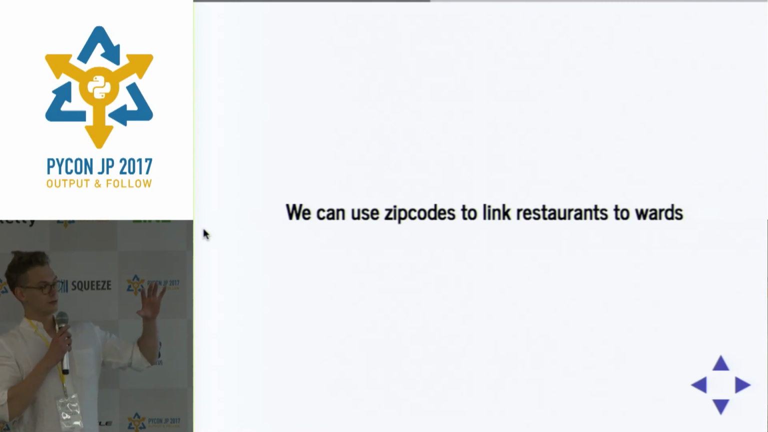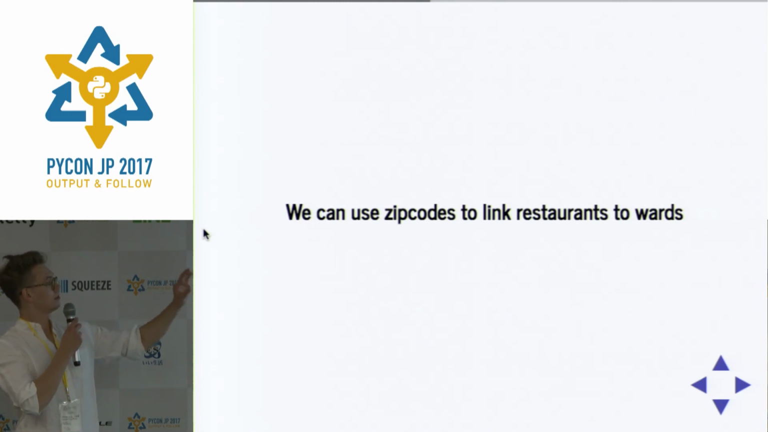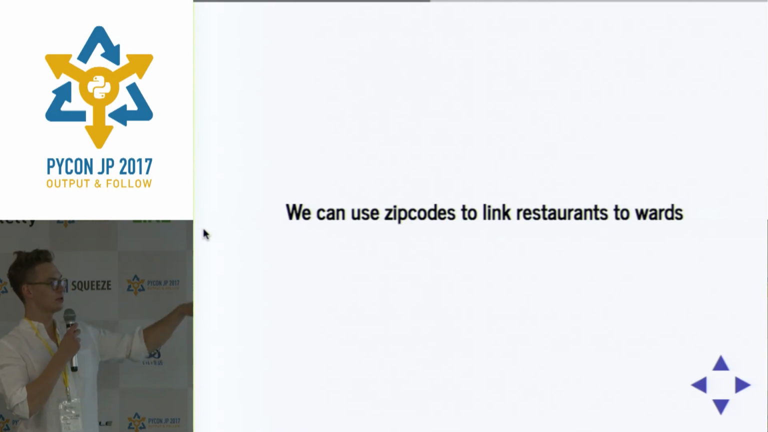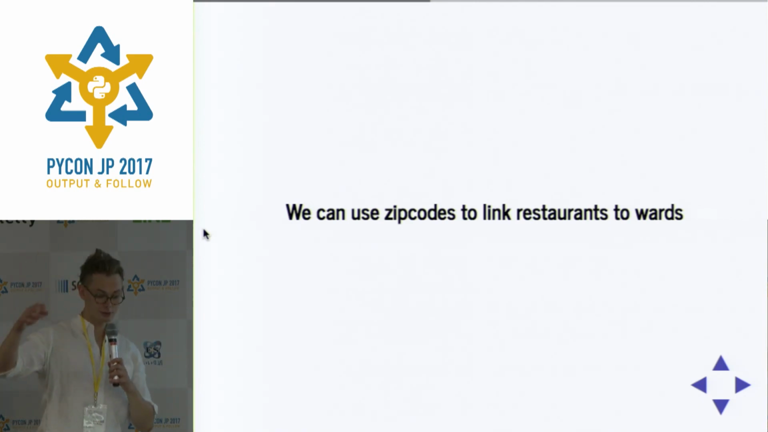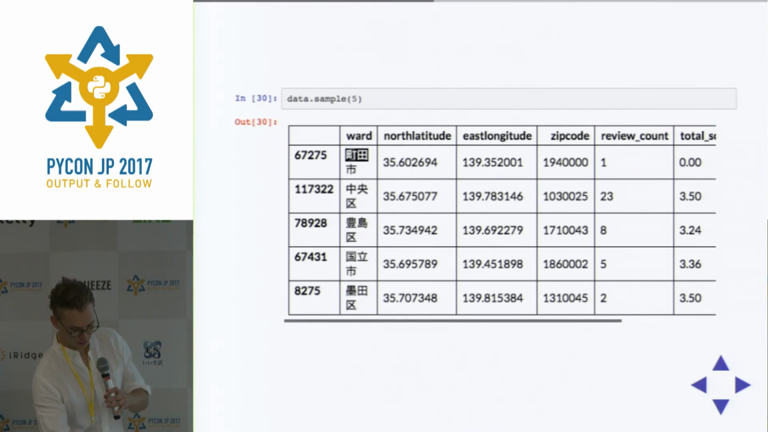So now we have the boundaries and we have the restaurant data, right? So now we have to assign the restaurants to each of the areas. In this case, it was pretty easy. I just used the zip codes to assign all the restaurants. And once I did this, the data frame looked like this. Now each restaurant has a ward.